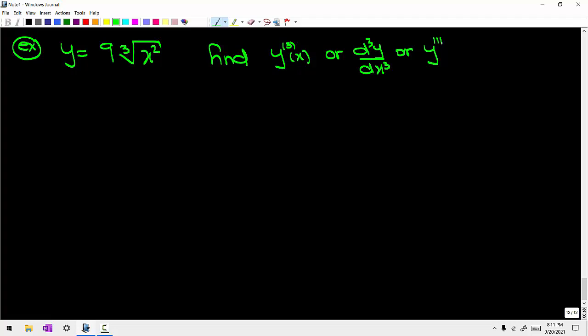So you have to do it successively. You have to find the first derivative, then the second, then the third. So let's do that. So the first thing I'm going to do is rewrite this as a power function. Okay, so this is 9x raised to 2/3 because of the 3 there.